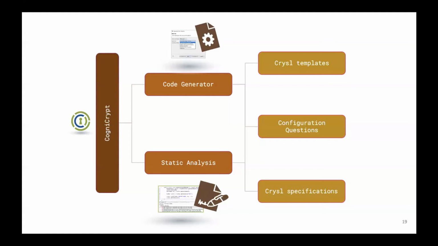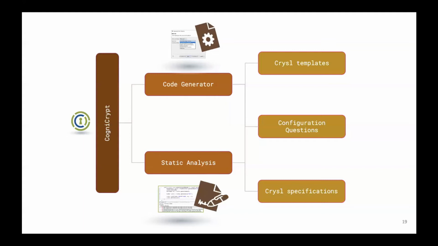And once you have your Krysl specifications, this is all you need for the static analysis part, right? If all you want is to provide your users with the code analysis support, you just write your Krysl specifications, put it in your project's build path, and then that's it. CogniCrypt automatically provides the static analysis support. So when someone is misusing your cryptographic API, he's going to get all the error warnings automatically. So the first part is the Krysl.